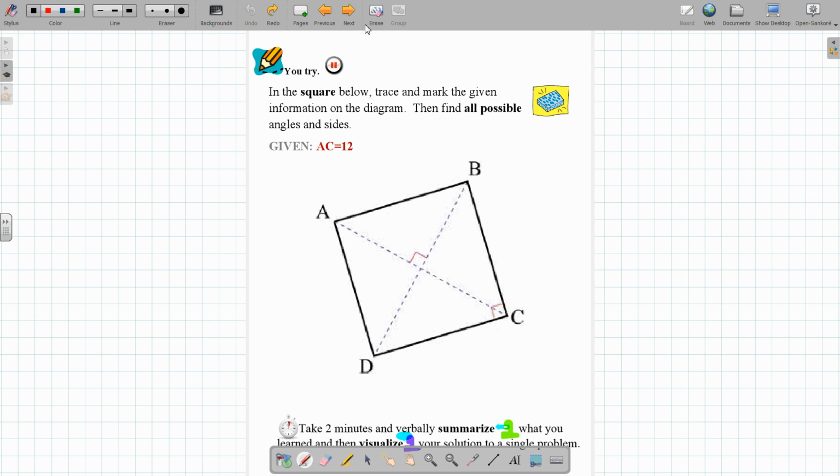This last one is a square. Remember, a square has all the qualities of a rectangle and a rhombus. And the only thing you are given here is the fact that A all the way to C is 12. I'd like you to pause the video and find everything possible on your own. Then restart.